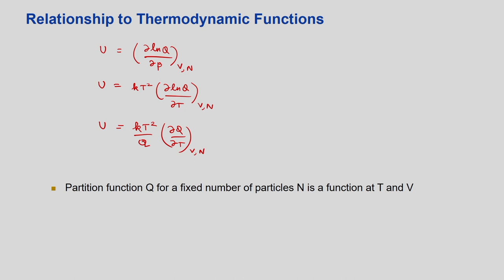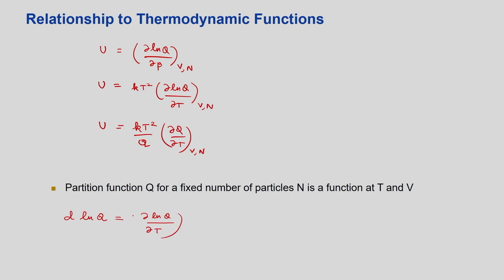Now, another way I can write Q for a fixed number of particles N. Let us suppose I have a partition function where I have fixed the number of particles and I write it in terms of temperature and volume. So, let us suppose I write ln Q as a function of temperature and volume. How will we write that? We know that I am writing a total derivative in terms of partial derivatives.